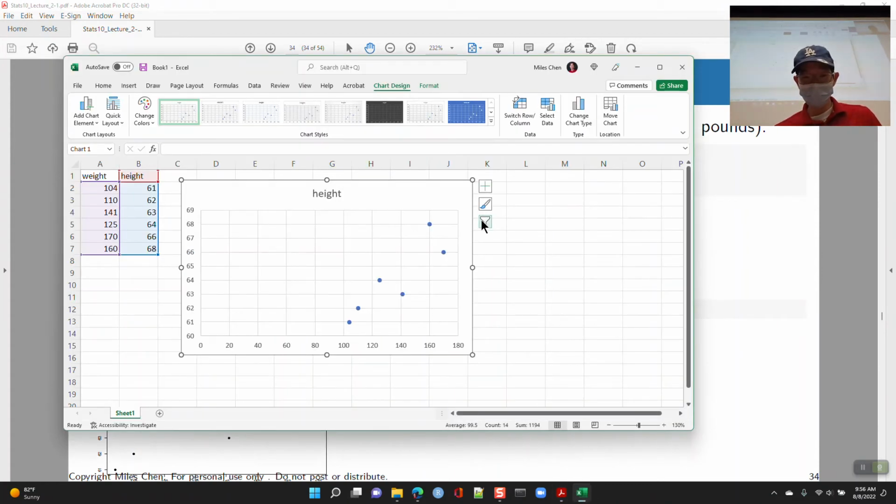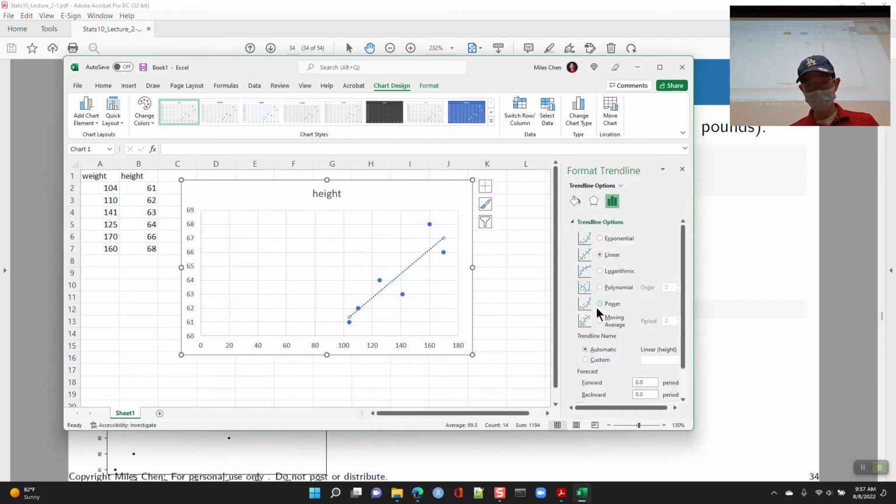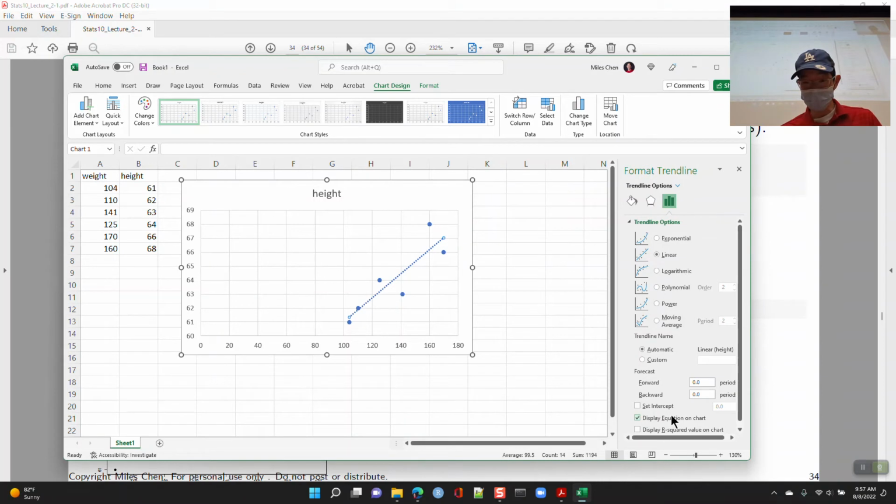Then you have some options here. Let's add the trend line. I put in the trend line, and over here we'll choose linear. That's what we want. Under More Options, we also want to display the equation.